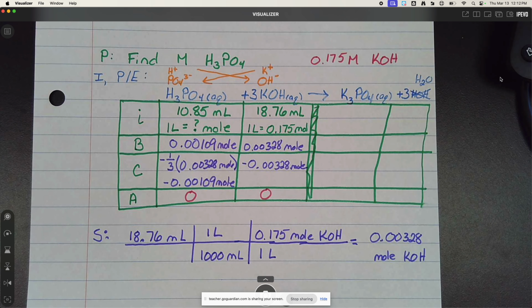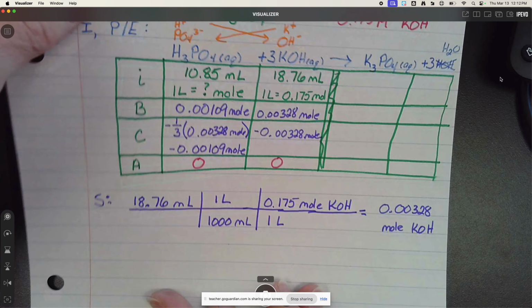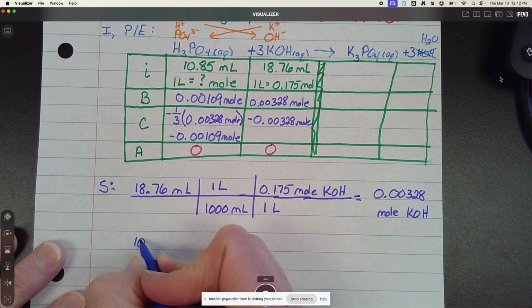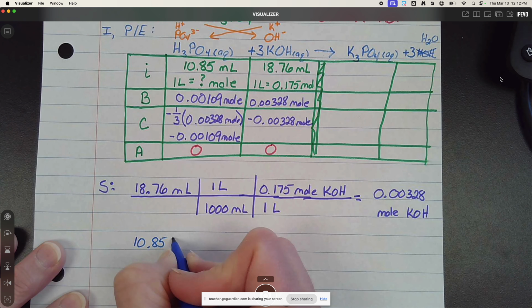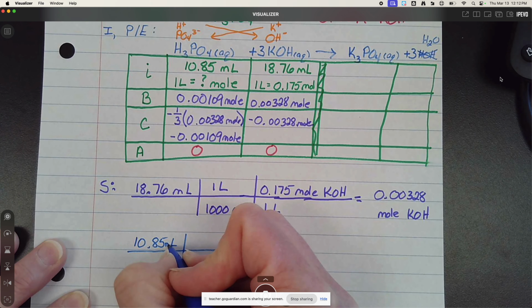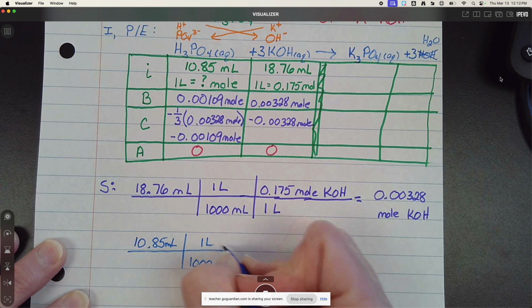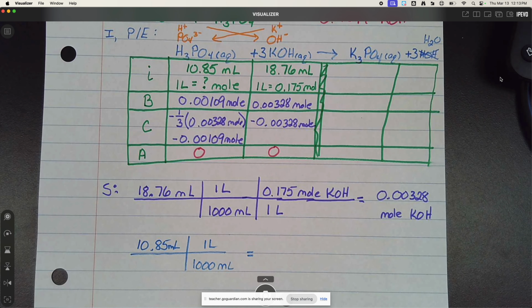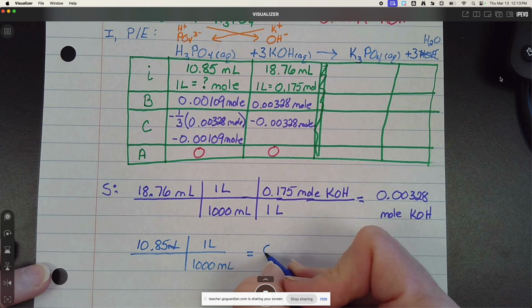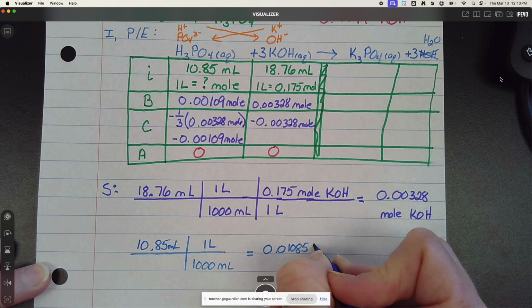Now I just need the molarity. Molarity is number of moles per liter. I know what volume I used. I just need to put that into liters. So I used 10.85 liters. Oh, milliliters, sorry. There are 1,000 milliliters in a liter. 0.01085 liters.